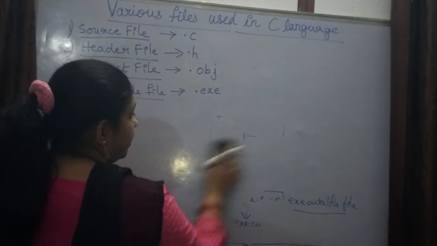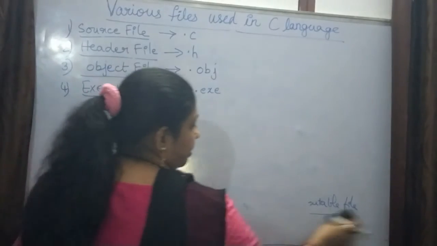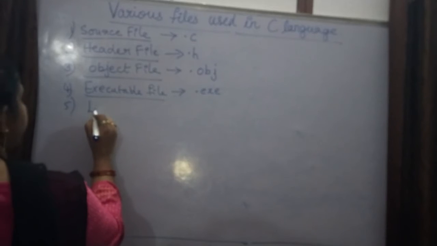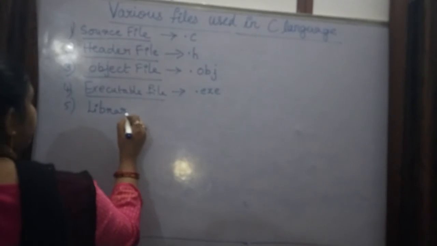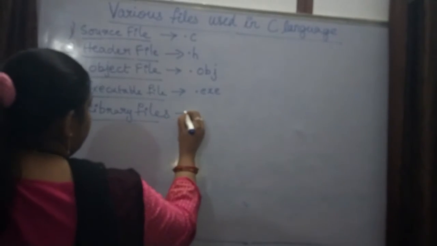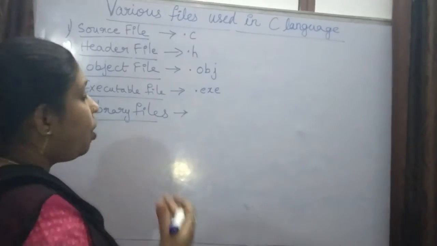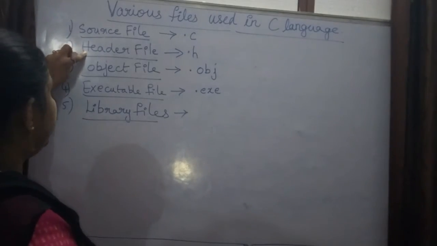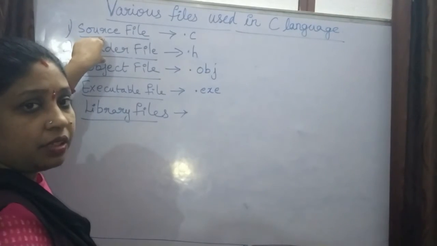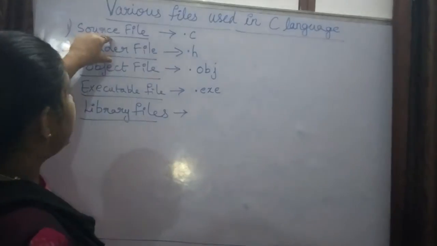Okay, and the next and last file is library files. Now what are these files? We have already discussed the header file. Mostly these libraries are stored in these header files. Library files are the files which are stored in the header files.